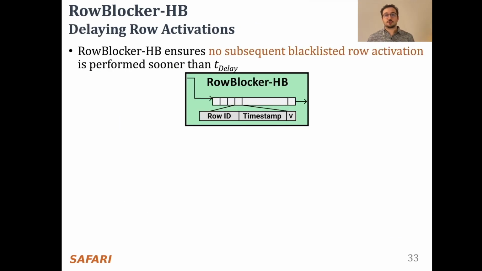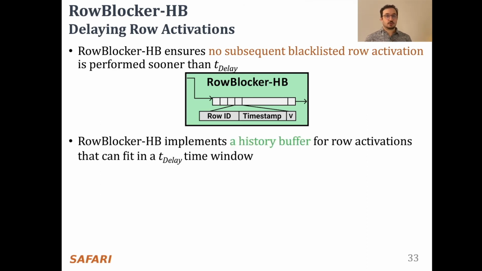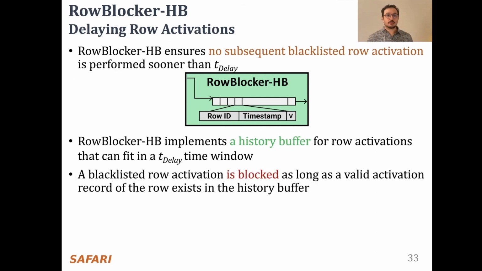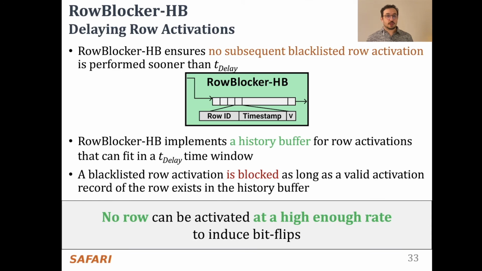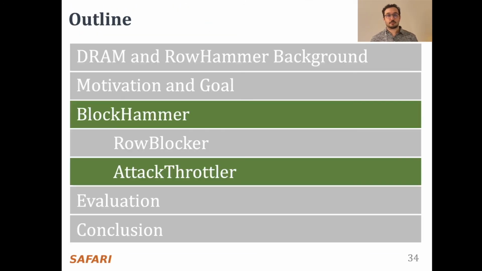RowBlocker HB ensures that no subsequent blacklisted row activation is performed sooner than T-delay. To do so, it implements a history buffer that contains the information of all row activations that can fit in a T-delay time window. A blacklisted row activation is blocked as long as a valid activation record of the row exists in the history buffer. In other words, the row is recently activated. This way, no row can be activated at a high enough rate to induce bit flips. RowBlocker already guarantees RowHammer safe operation.